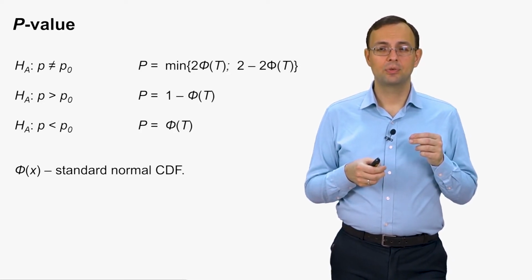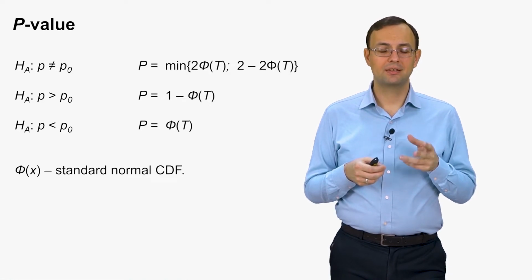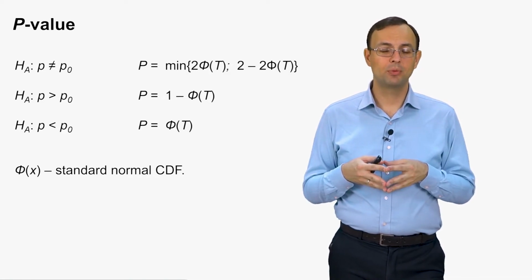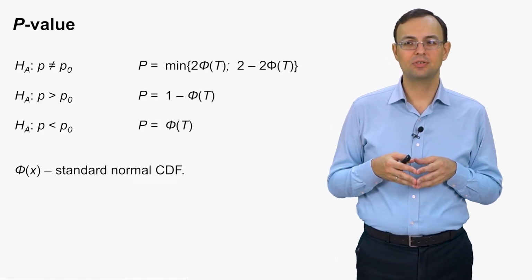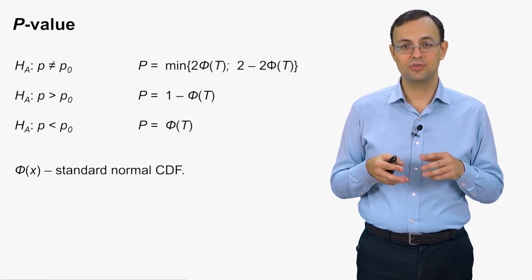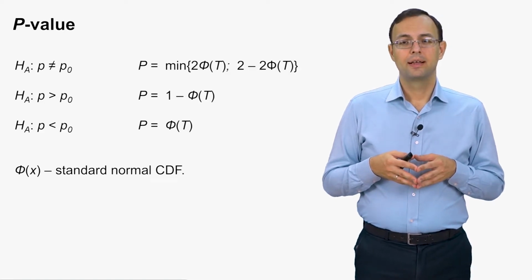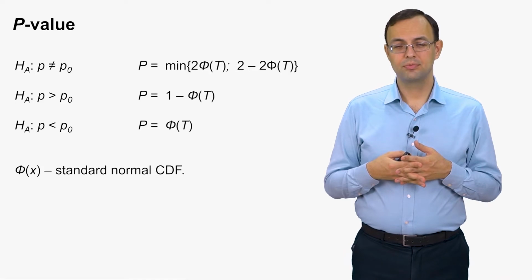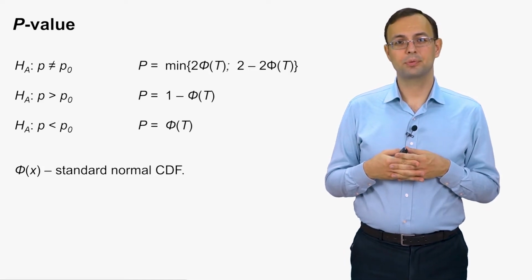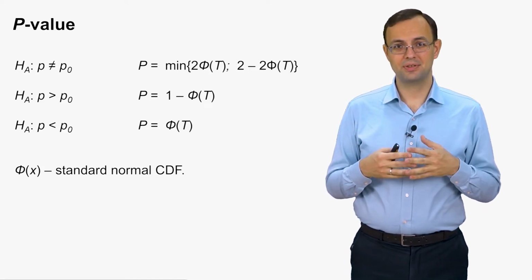And for the two-tailed test, p is equal to the minimum of two numbers: 2 phi of t and 2 minus 2 phi of t. So you calculate both and you choose the minimal one. So that is how the hypothesis on a single proportion or a single probability can be tested.